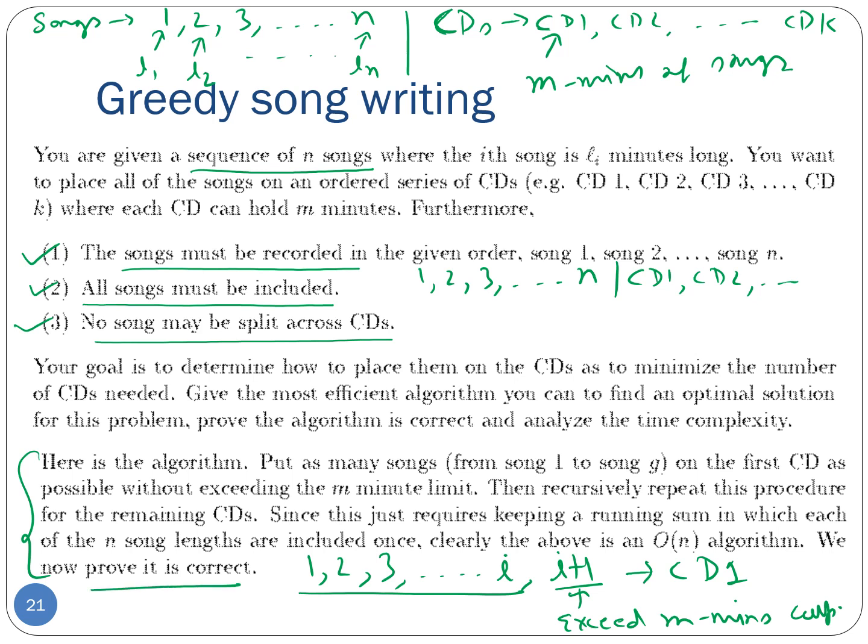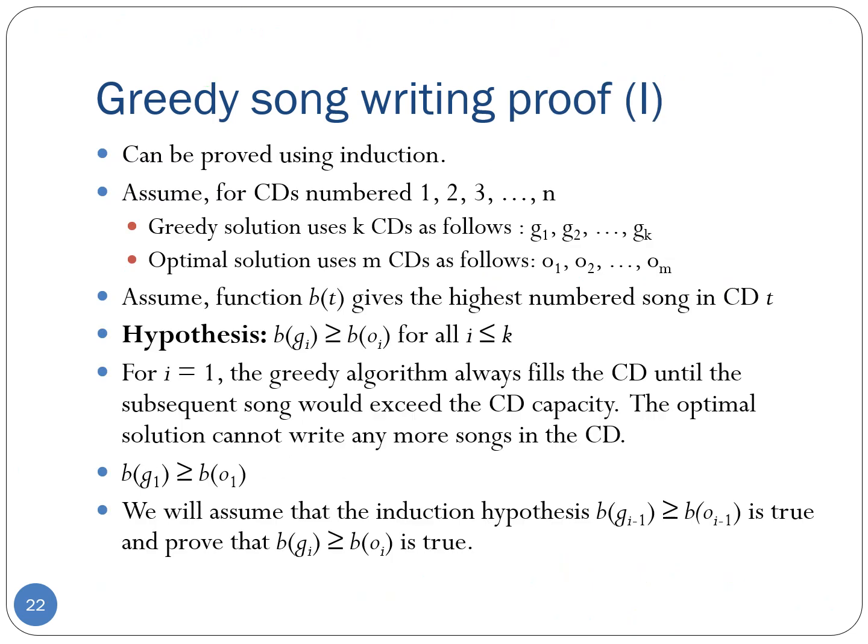optimal for this problem. So once again we can actually use proof by induction, very similar to what we have done in the previous problem. Let's assume that our CDs are numbered from 1 to so on up to n. Let's assume that our greedy solution uses k CDs and there is an optimal solution that uses m CDs. Okay, so the greedy solution, for example, puts G1 set of songs on CD1, then G2 set of songs on CD2 and so on up to GK on the last CD, and the optimal solution puts O1 set of songs on the first CD, then O2 set of songs on the second CD and so on up to OM set of songs on the mth CD.